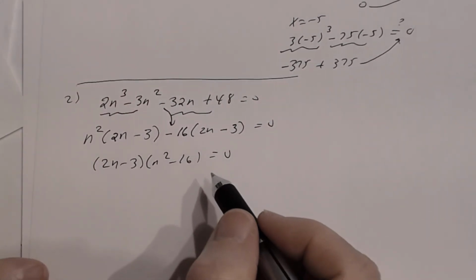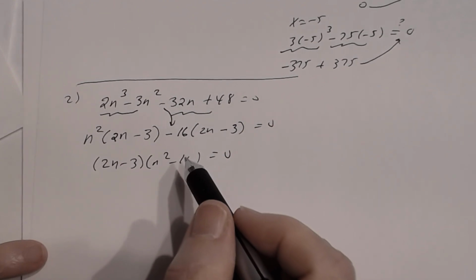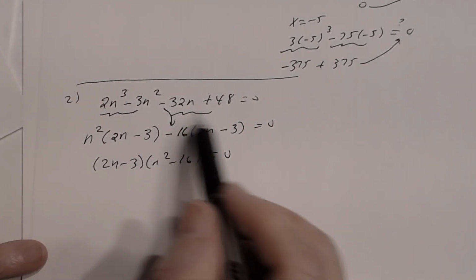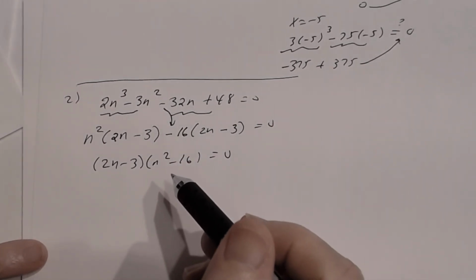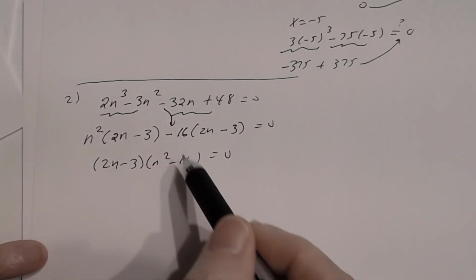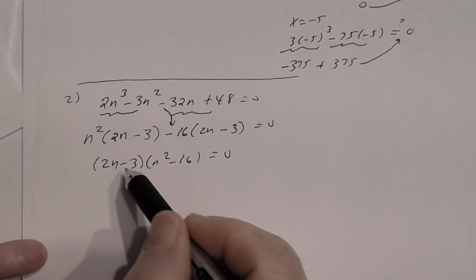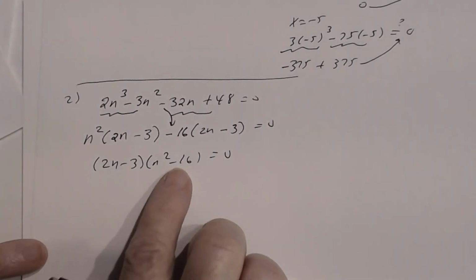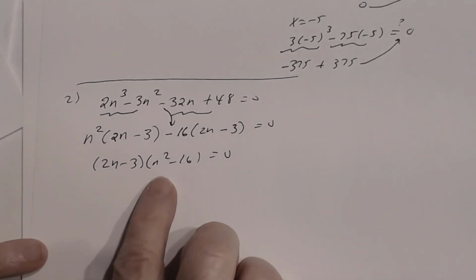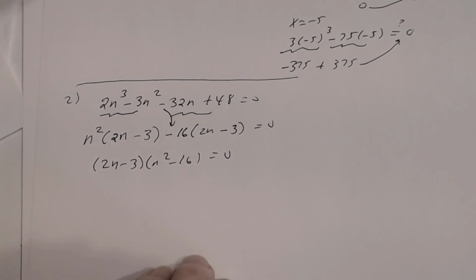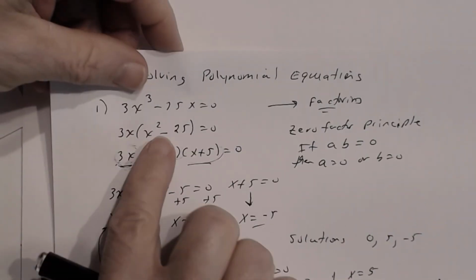Now remember, when you solve a polynomial equation by factoring, you've got to make sure that your factors are not factorable any further. So if you look at n squared minus 16, notice that that's the difference of two squares, just like you notice it over here. So you need to go further with it. So let's go further with this.